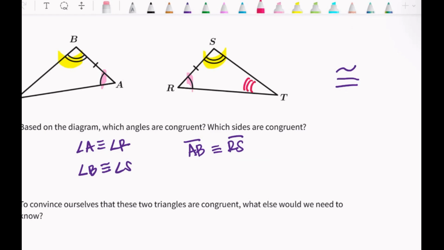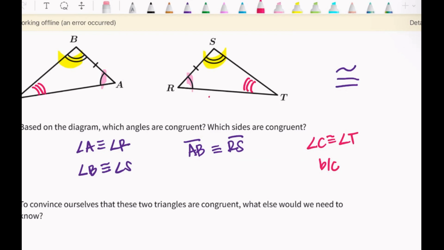1, 2, 3. 1, 2, 3. We know, and this is extra information, we figured out that angle C is congruent to angle T because both triangles add up to 180, right? And if this angle A is congruent to that angle R and that angle B is congruent to that angle S, it implies that those third angles are congruent because they take up the same amount of 180 for both triangles. And then that leftover would be left over for angle C, which is congruent to angle T.